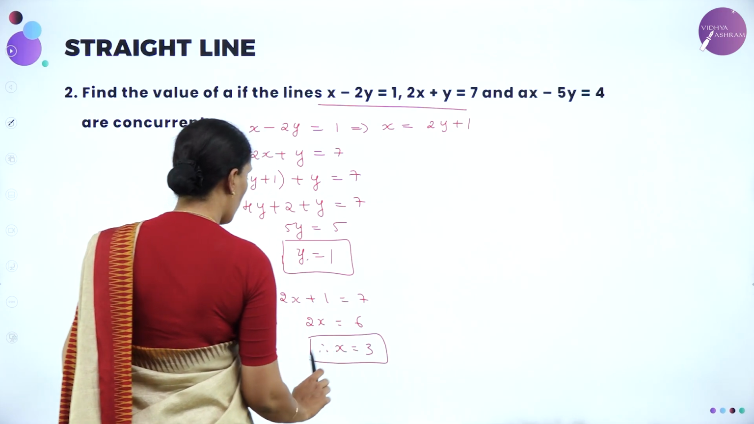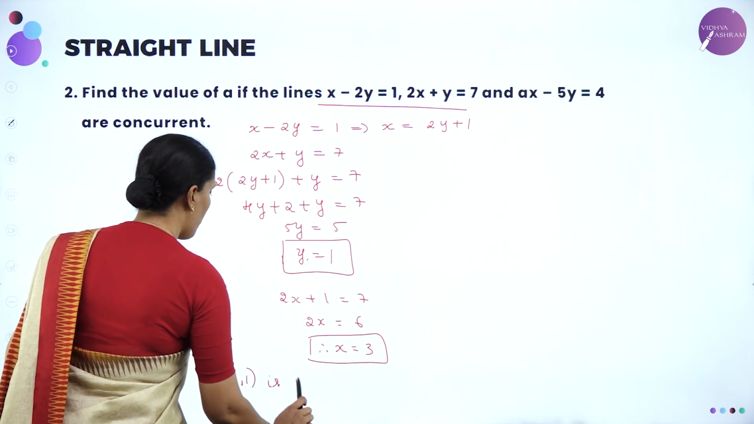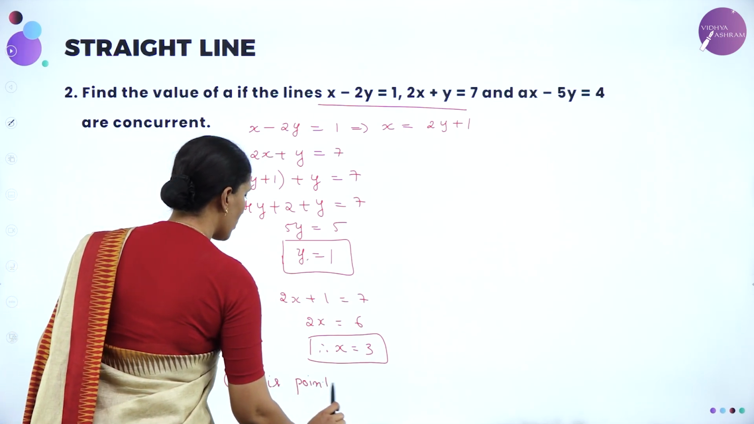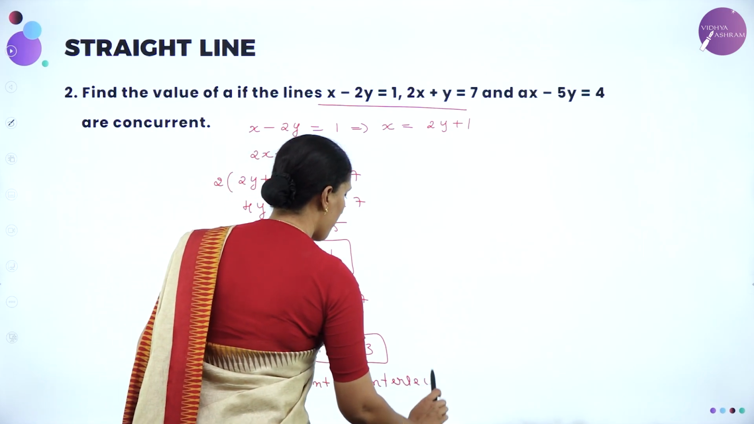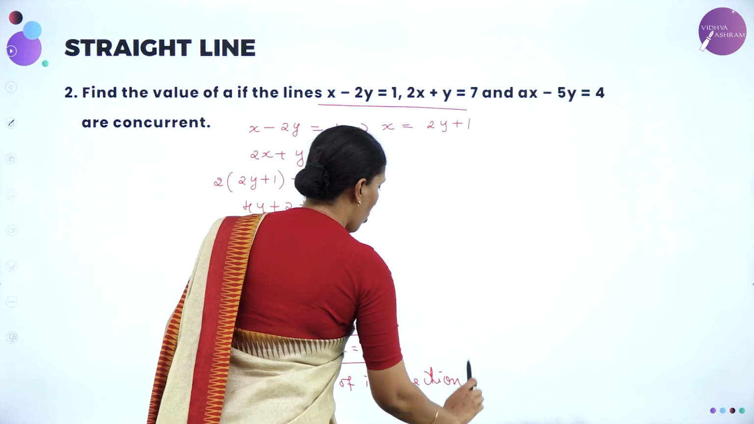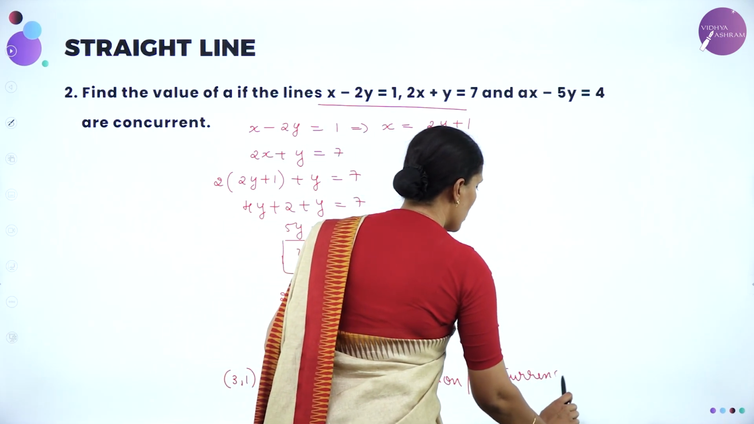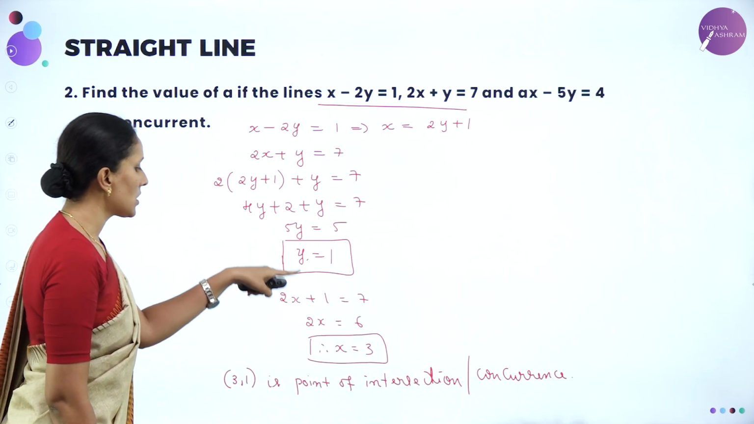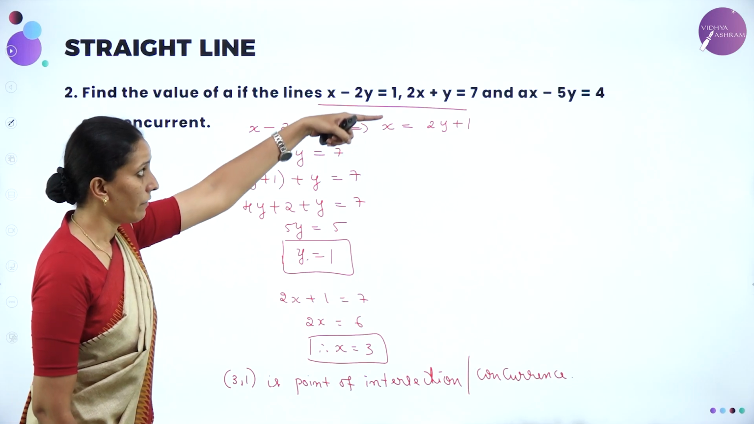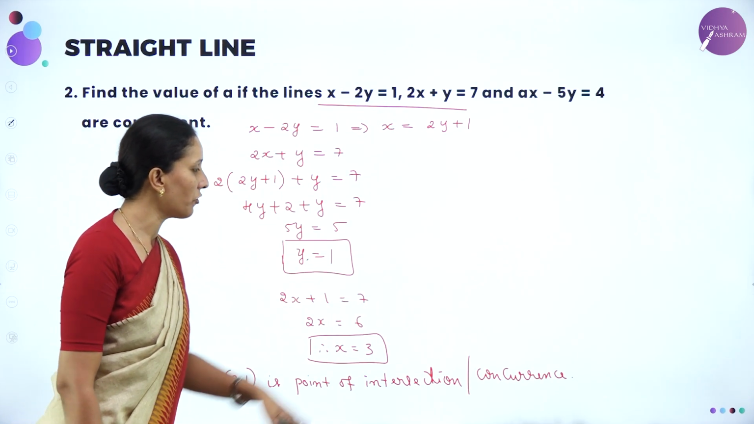So, what does it show? 3, 1 is the point of intersection. Also concurrent, because they have clearly told us these three lines are concurrent. Now, since this is a point of intersection and we have one more line which is passing through this point, therefore it acts as a point of concurrence.